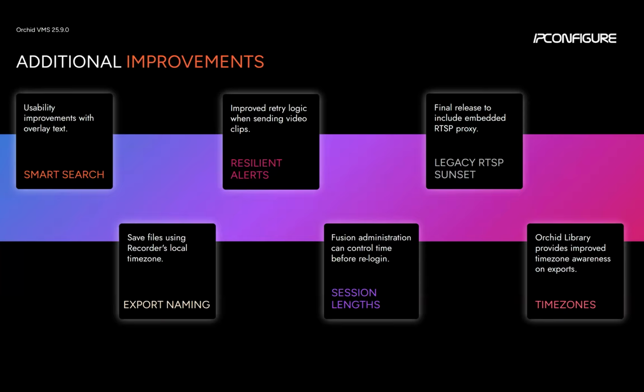Orchid Fusion introduced a new, latest and greatest standalone RTSP proxy in the 25.3 release. 25.9 is the last version that's going to include both this new next generation standalone RTSP proxy and the old embedded RTSP proxy we've been distributing over the last couple of releases, just in case folks had compatibility issues with their third-party integrations with that new standalone RTSP proxy. Haven't had any feedback, any complaints about that. So we will sunset the embedded RTSP proxy in the next release.